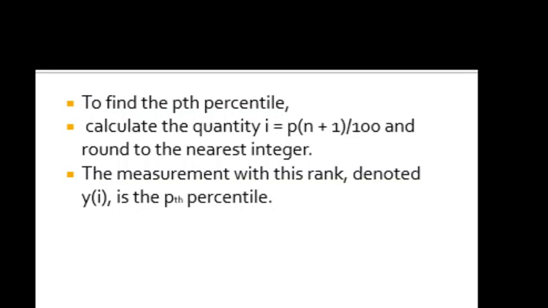In general, if we want to find the pth percentile, we can calculate the quantity I, which is P times (N plus 1) divided by 100, where N is the number of observations and P is the percentile. Then I will give us basically the position of the observation if we have arranged the data in increasing order.